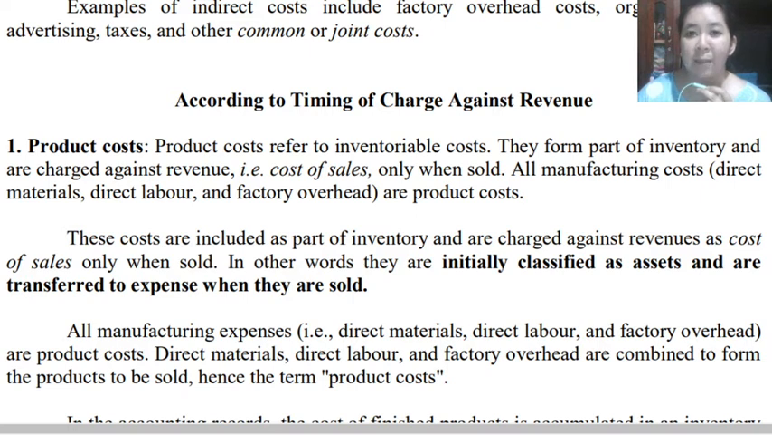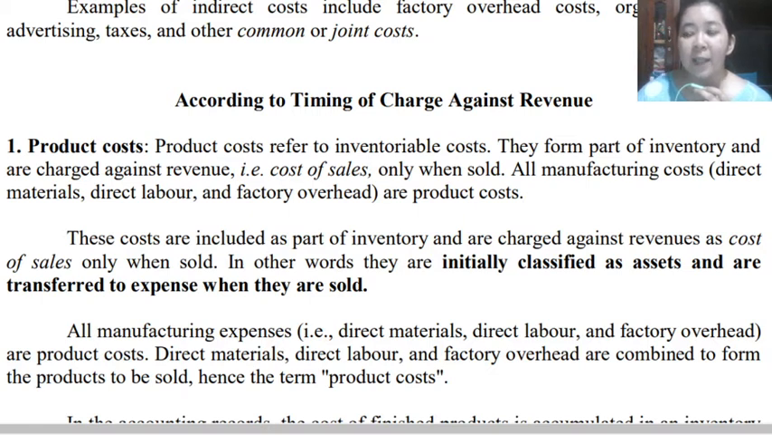So this is the time when the production of the goods is finished. So here, the item is now ready for sale. So here, the costs are accumulated under our inventory account. And once the inventory is now sold, there will be two entries. The first entry is to recognize the sales transaction. So the entry for that is to debit cash or accounts receivable and credit sales. So that is for the sales transaction.